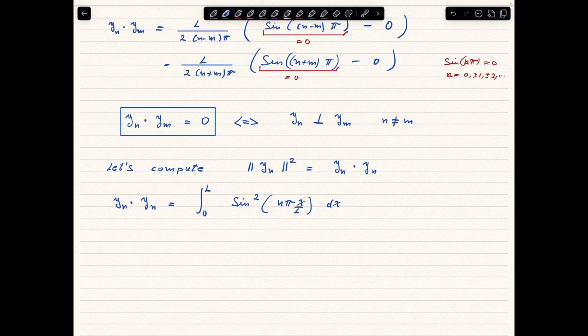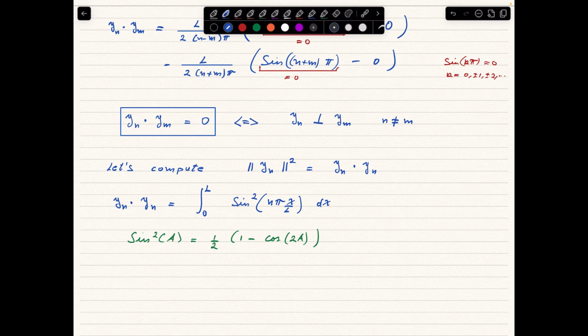And now we need another trigonometric identity because we have this sine squared. So what identity are we going to use? Well, here is one that is pretty good for this calculation. The sine squared of any argument is 1/2 times 1 minus the cosine of twice that argument.